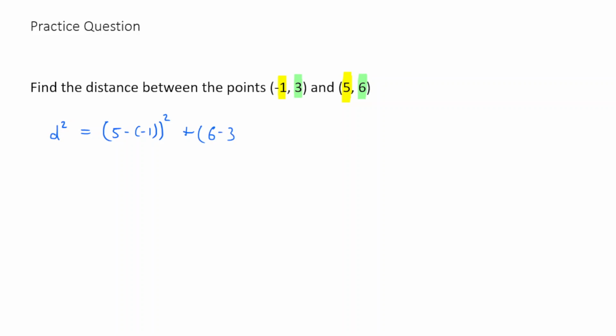all squared. Okay. So 5 minus -1 is 6. 6 squared is 36. 6 minus 3 is 3. 3 squared is 9. So d squared is equal to 45, or we could say that d is equal to the root of 45. Okay, so that's fairly straightforward.